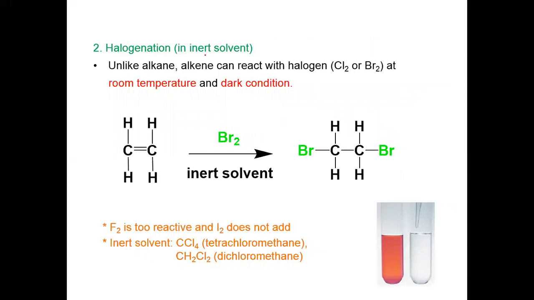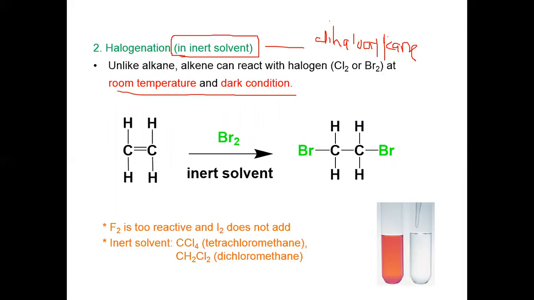Okay, halogenation. The first, halogenation in an inert solvent. So in an inert solvent it will produce a dihaloalkane. So this will produce a dihaloalkane from the alkene. Okay. Different conditions will make different products. So unlike alkane, alkene can react with halogen at room temperature and in dark conditions. So for alkene, it can be done at room temperature in dark conditions.